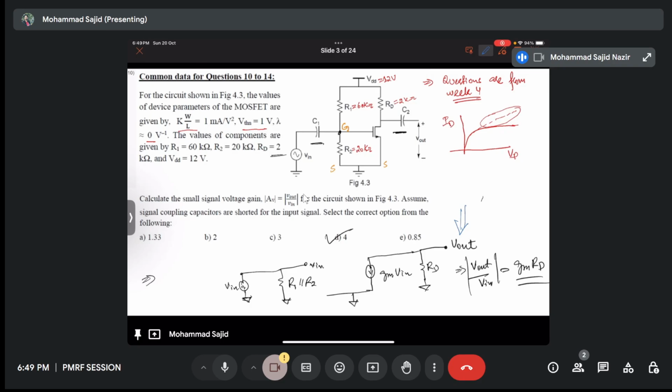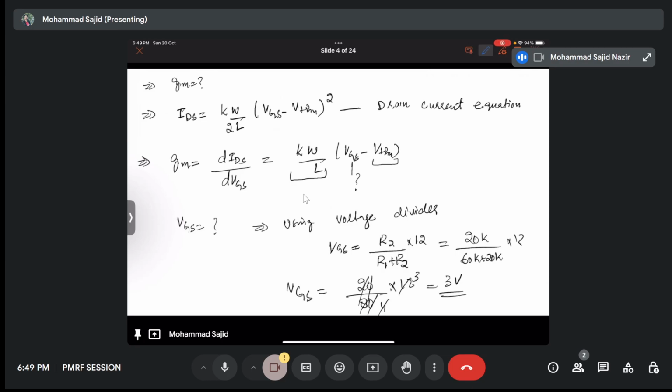In this problem, we need to find the small signal voltage gain, assuming the coupling capacitors are shorted for the input signal. So this is my equivalent circuit. Now it is very simple. We know Vo is minus gm vgs RD. And now we need to find the gm. It will come from this equation of IDS. gm is dIDS by dVGS, and we will get this equation, k W by L (VGS minus VTH).